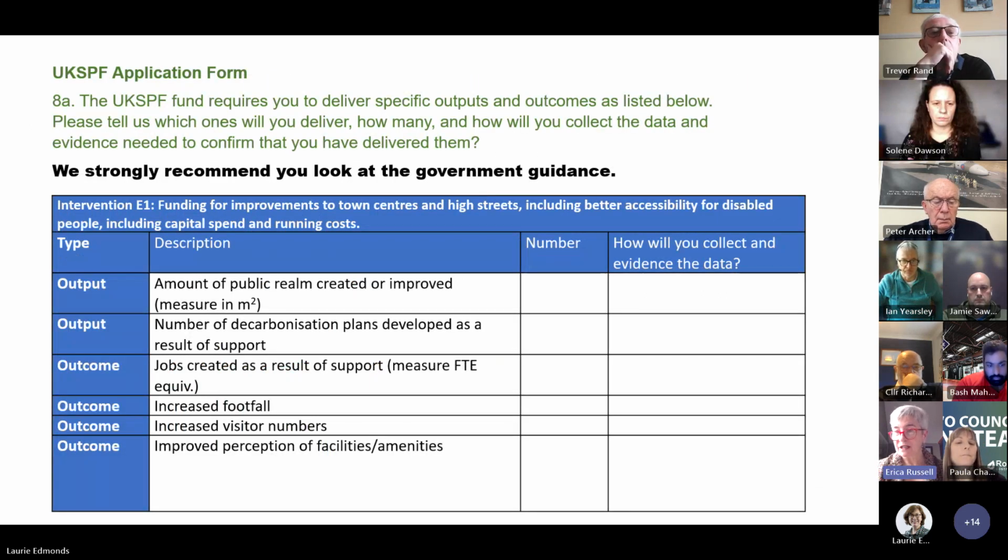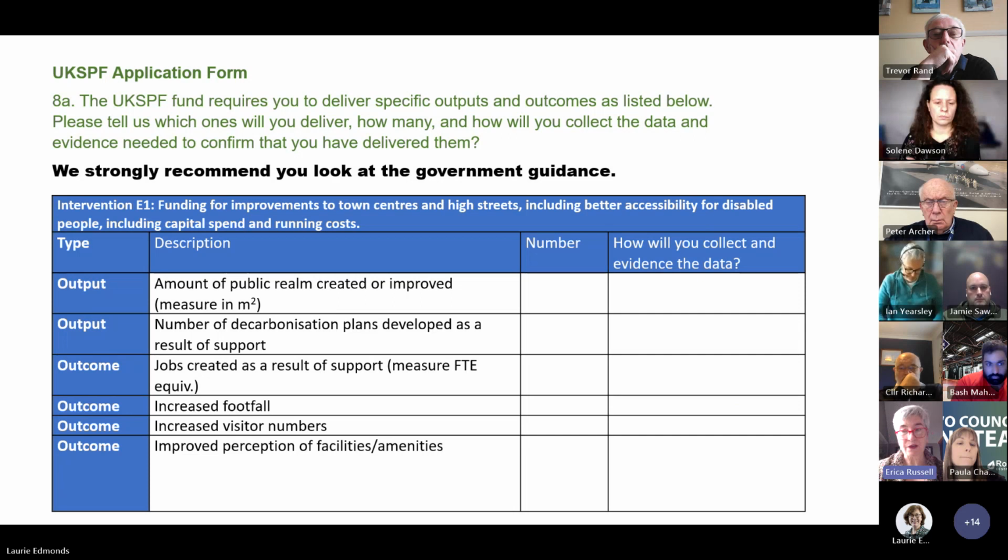When you look at your application form, this is what you will see. Here for intervention E1, you can see that there are 2 outputs and 4 outcomes that you can select from. And you will need to provide a number against any one of these, one output, one outcome or more. And importantly, you need to give us a little bit of an idea as to how you're going to collect the data and evidence it.